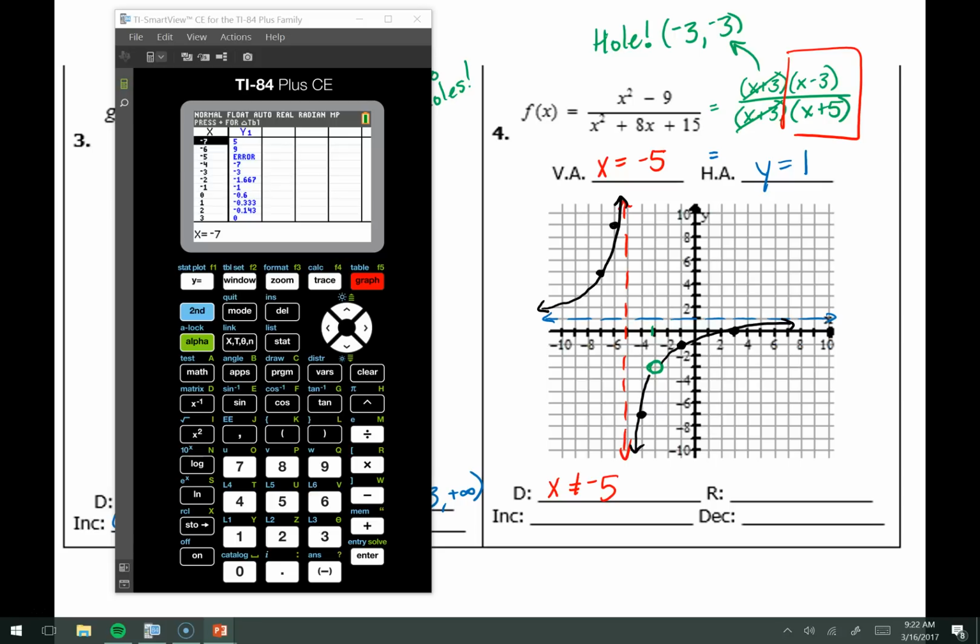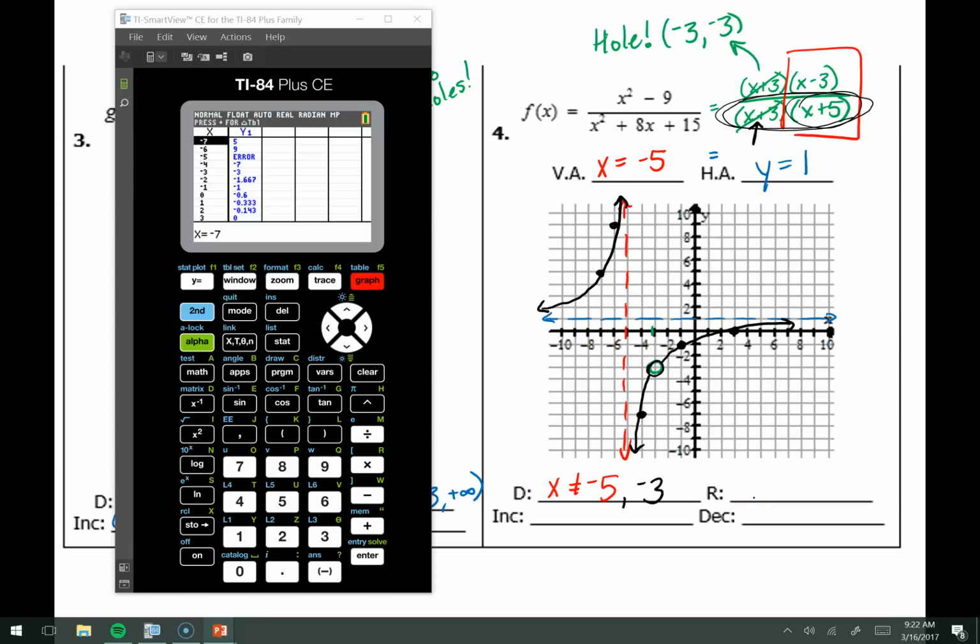Okay, so let's talk about our domain, range, increasing, decreasing here. Now we need to do a little bit more with our domain because this hole is not included. That means x is not equal to negative 3. So our domain is actually going to be coming from this full denominator, not just the leftovers here. So we're right that it's not equal to negative 5, but it's also not equal to negative 3 because of that hole that's happening that gets skipped over on our domain.